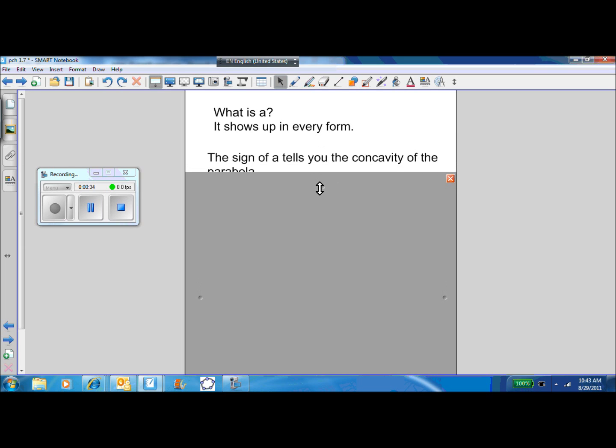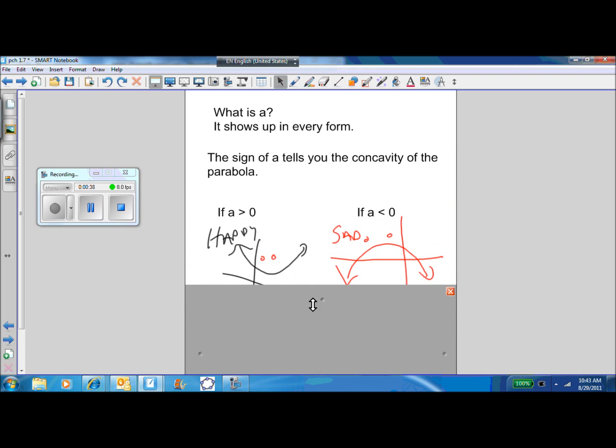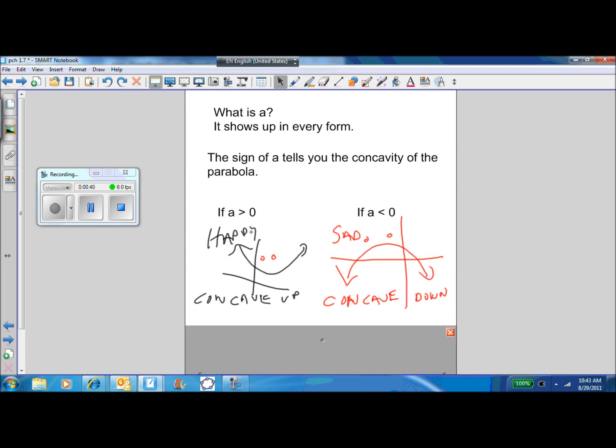Turns out the sign of a tells you the concavity of the parabola. So if a is greater than 0, you get your happy parabola. If a is less than 0, you get your sad parabola. This is called concave up and concave down. Some kids memorize it in terms of a is for attitude, and the little circles, the little eyes there: there's a positive attitude student, very happy. There's a negative attitude student, kind of sad.